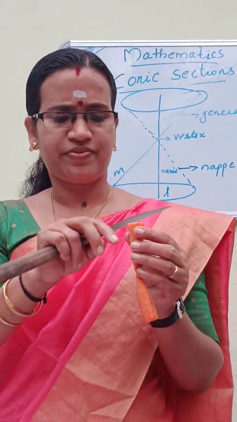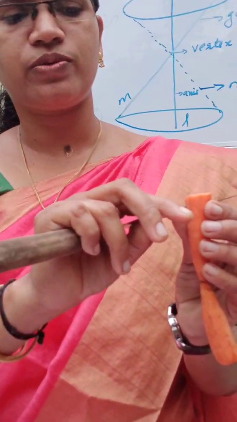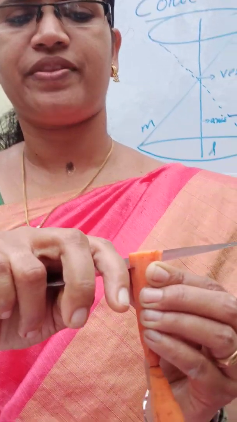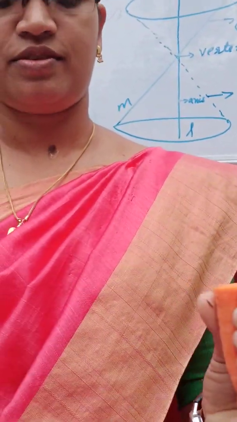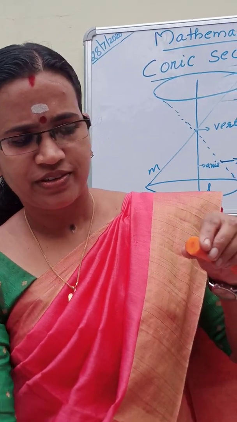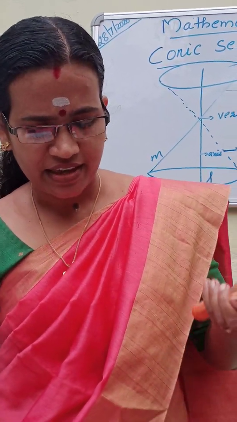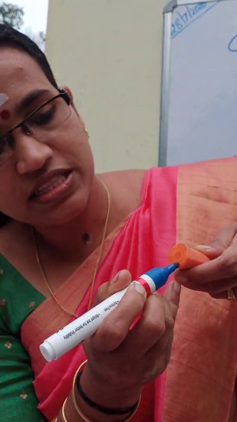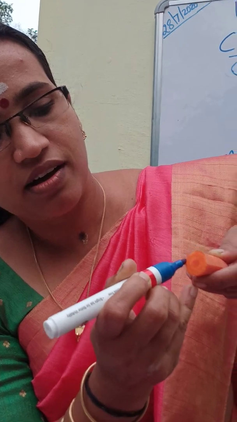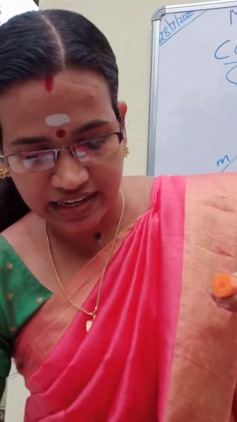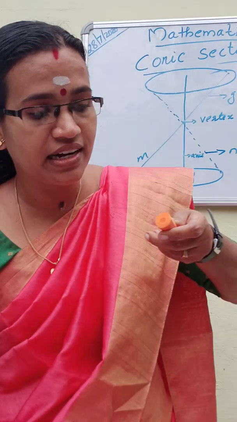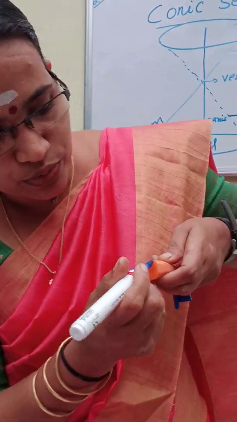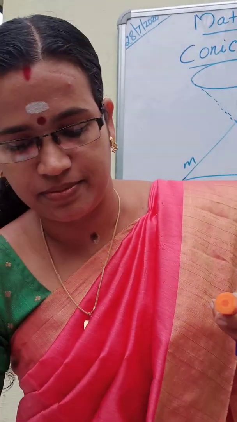So let us see. First I am going to intersect this plane in this angle. Can you see any shape here? Suppose it is a hollow cone. So what is the shape here? You get a circle here. So the shape is a circle.